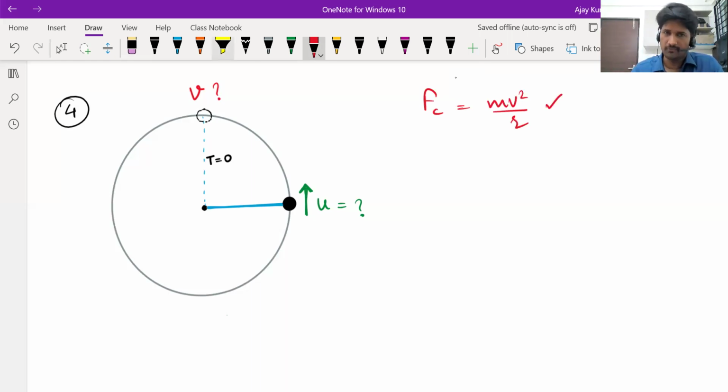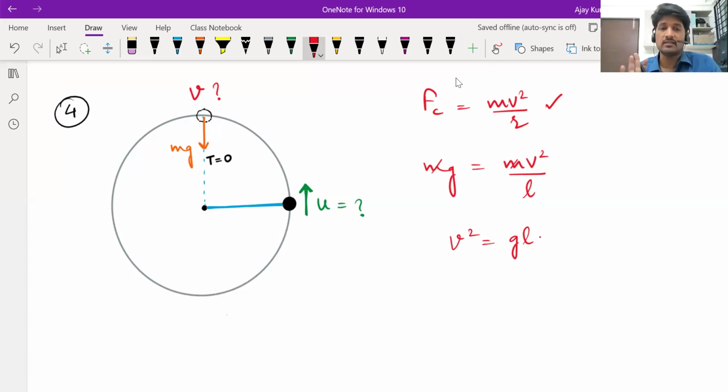When the bob is at the top, we need to find out the speed. This is also one of the ways to find out the speed. Now when it is at the top, tension becomes 0, we know that, but there is still the weight of the bob acting on it, mg. Therefore the centripetal force is mg itself, and that becomes equal to mv square by the radius in which this bob is revolving, L. That's all. So you get v square is equal to gl. That's the velocity at the top when tension there becomes 0. Now you know V, apply energy conservation, you can calculate U.